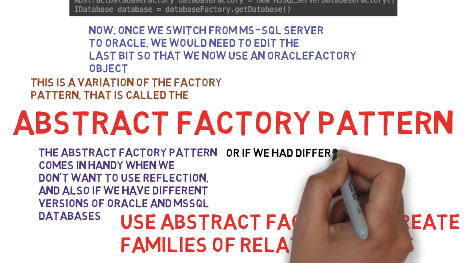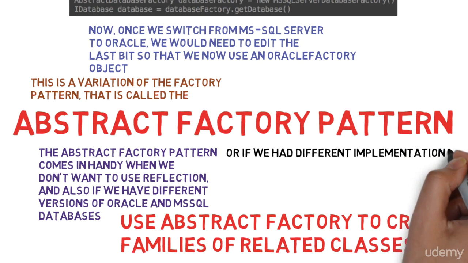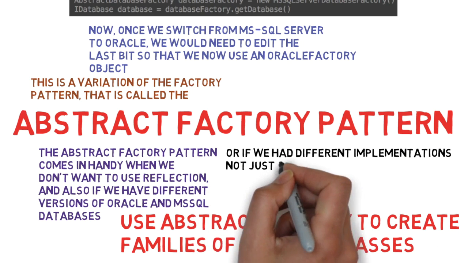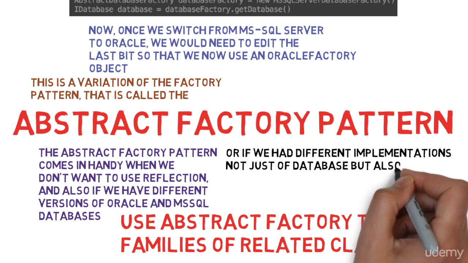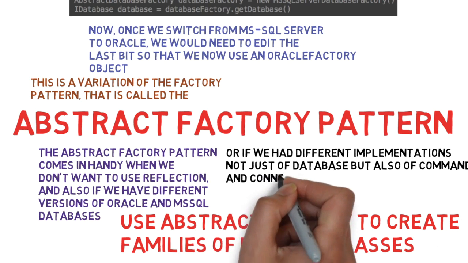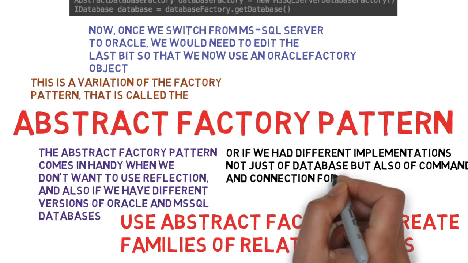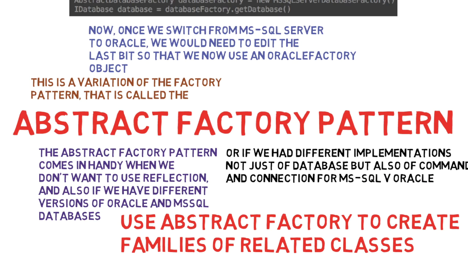That is one way of logically grouping different versions of the same database. Or if we had different implementation not only of the database but also of the commands or connections for each type of database. Oracle had its own set of commands and connections, and MS SQL Server had its own set of commands and connections. This can also be dealt with cleanly using the abstract factory pattern.